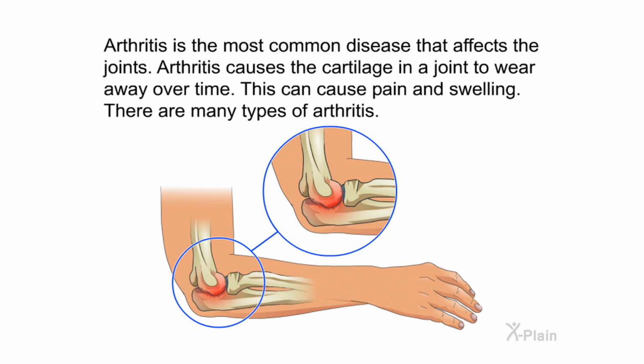Arthritis. Arthritis is the most common disease that affects the joints. Arthritis causes the cartilage in a joint to wear away over time. This can cause pain and swelling. There are many types of arthritis.